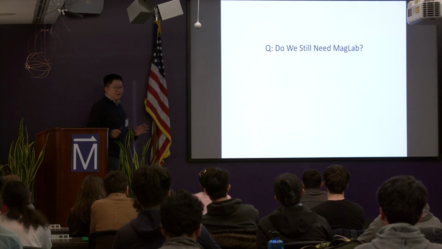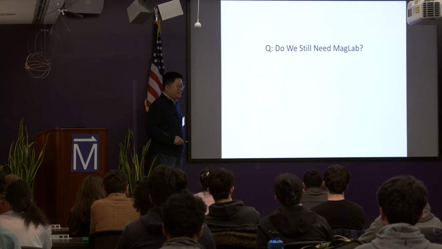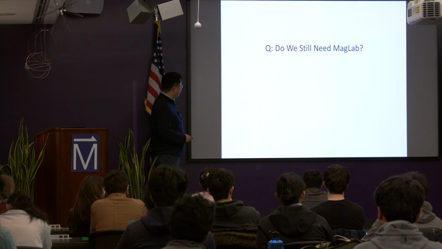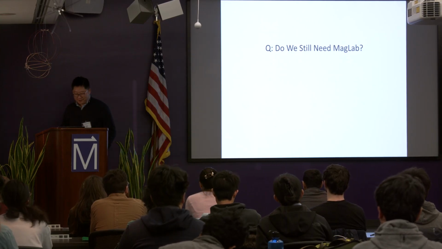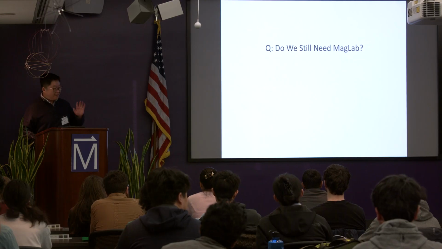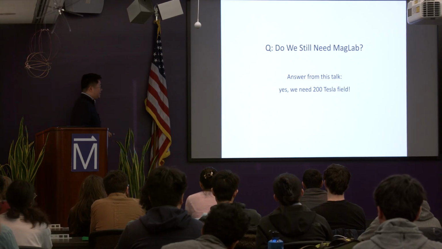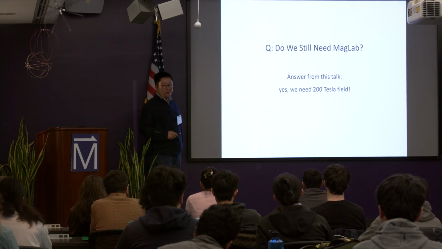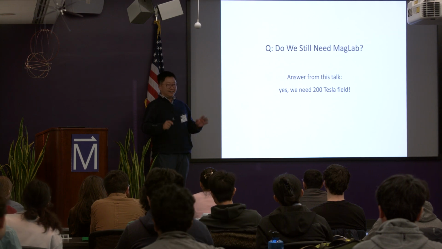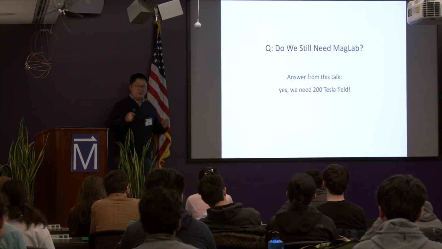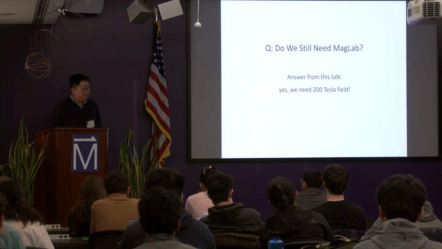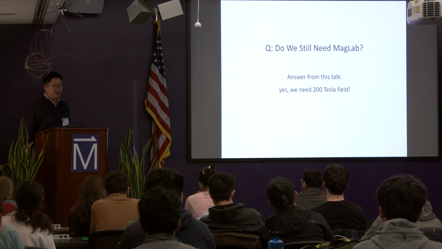Now, before I go on, maybe one question that's on the back of your mind is, do we still need MagLab, right? This fractionalization occurs at zero field. Do we still need it? Okay, the message of my talk is that, yes, we actually need a stronger magnetic field. Towards the end of the talk, I'll tell you why. In fact, we need a 200 Tesla field to, I think, fully reveal the physics in these moire materials.